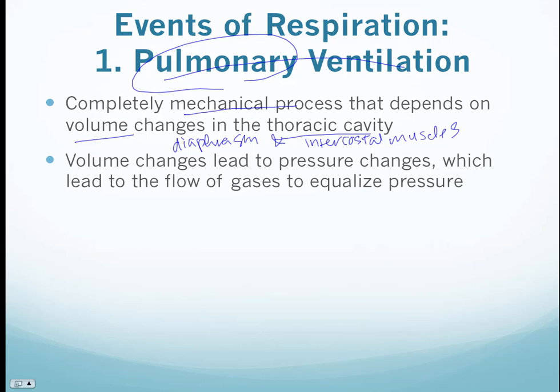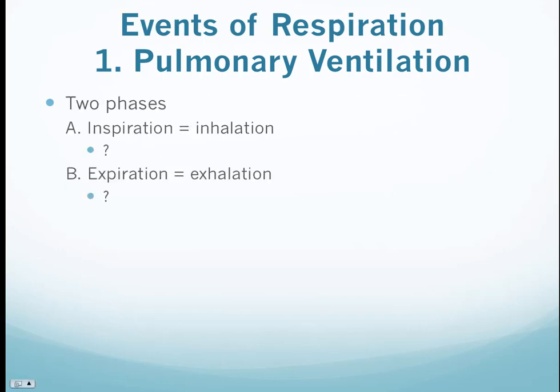And by contracting or relaxing these 2 muscles, we can either increase the volume within our chest, within our thoracic cavity, allowing air to come in, or we can exhale by the relaxation of both of these muscles, thereby decreasing the volume and allowing air to come out. And so really it's the movement of these muscles that forces the movement of air in and out of our lungs. So we have 2 phases of pulmonary ventilation.